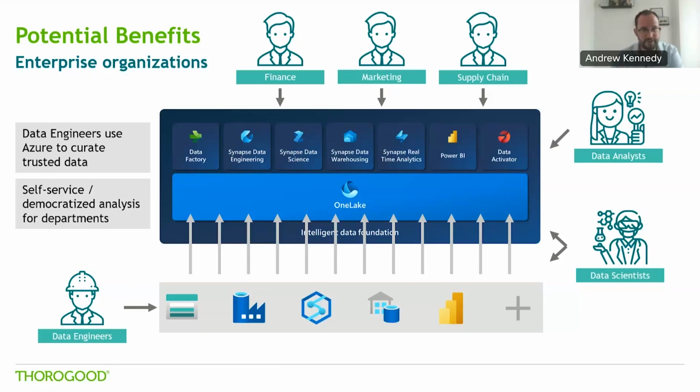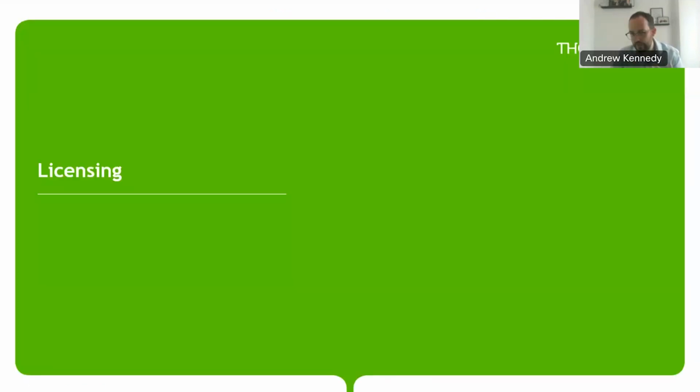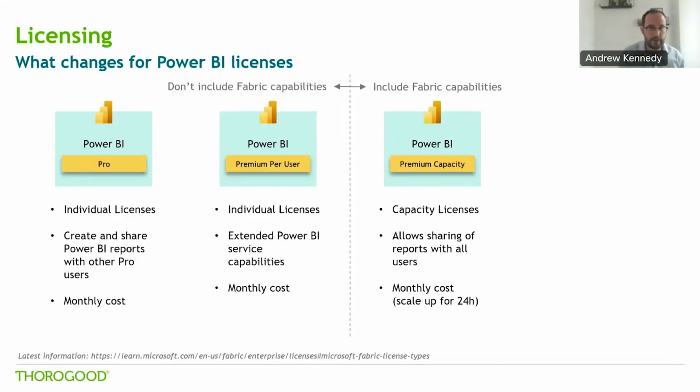I know this is very early stage and Fabric is new to all of us, but I'm really trying to present how we think this might play out in organizations. If you want to get started with this, if you've got Power BI licenses, Pro and Premium per user Power BI licenses don't change. Power BI Premium capacity comes with new access to the Fabric capabilities. So if you've been using Premium capacity in your organization, you should get access to the Fabric capabilities. You might need an admin to turn that on in some cases.